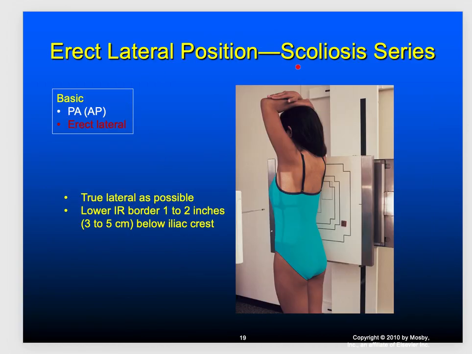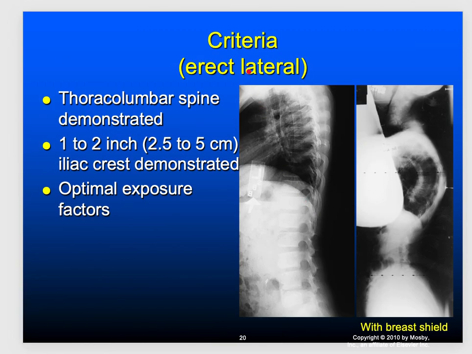Erect lateral position scoliosis series, so true lateral. The lower border of the IR about 1 to 2 inches below the iliac crest, okay? And this is if you have that 14 by 36 for one image. Otherwise, you're going to be taking a T-spine and an L-spine, making sure that you have overlap of the T and L spine.